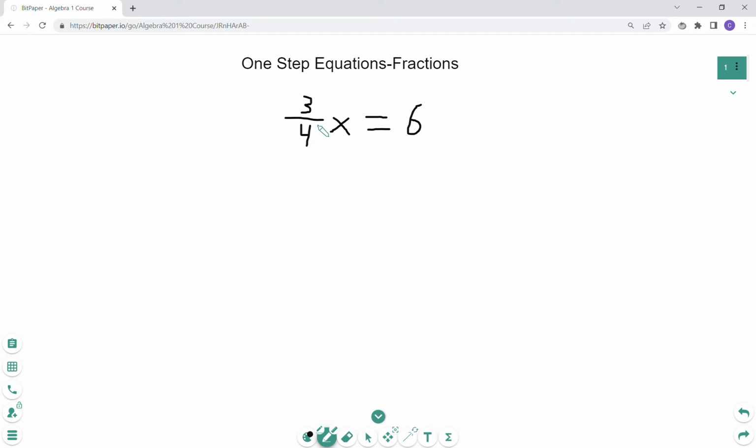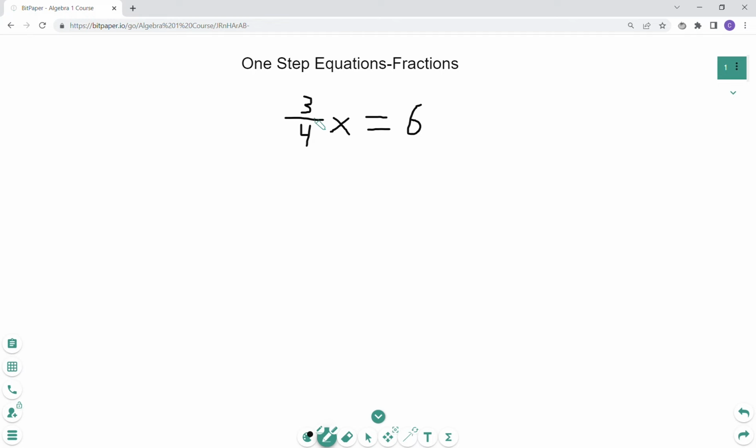So if we have 3/4 x, that means we have 3/4 times x. So since we have multiplication, we could theoretically divide by the fraction on both sides. But we don't really want to do that. It gets a little complicated. So instead, what we can do is we can multiply by the reciprocal of the fraction, right? So for the reciprocal, we just got to flip the fraction.